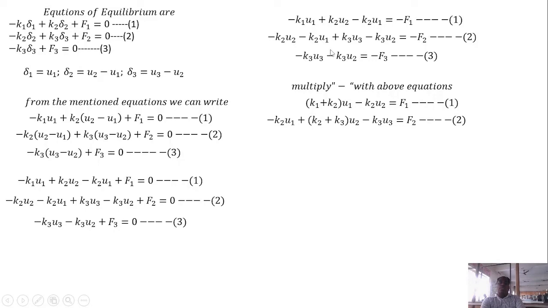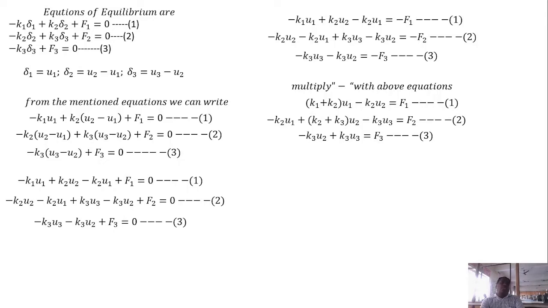Here also I can get the common term, which is u2, from the common coefficients, which are k2, k3. I can convert this equation like this. After that, I can multiply the negative symbol with the third equation. Here I can convert it to minus k3 u2 plus k3 u3 is equal to positive f3. Likewise, I can change the equations.